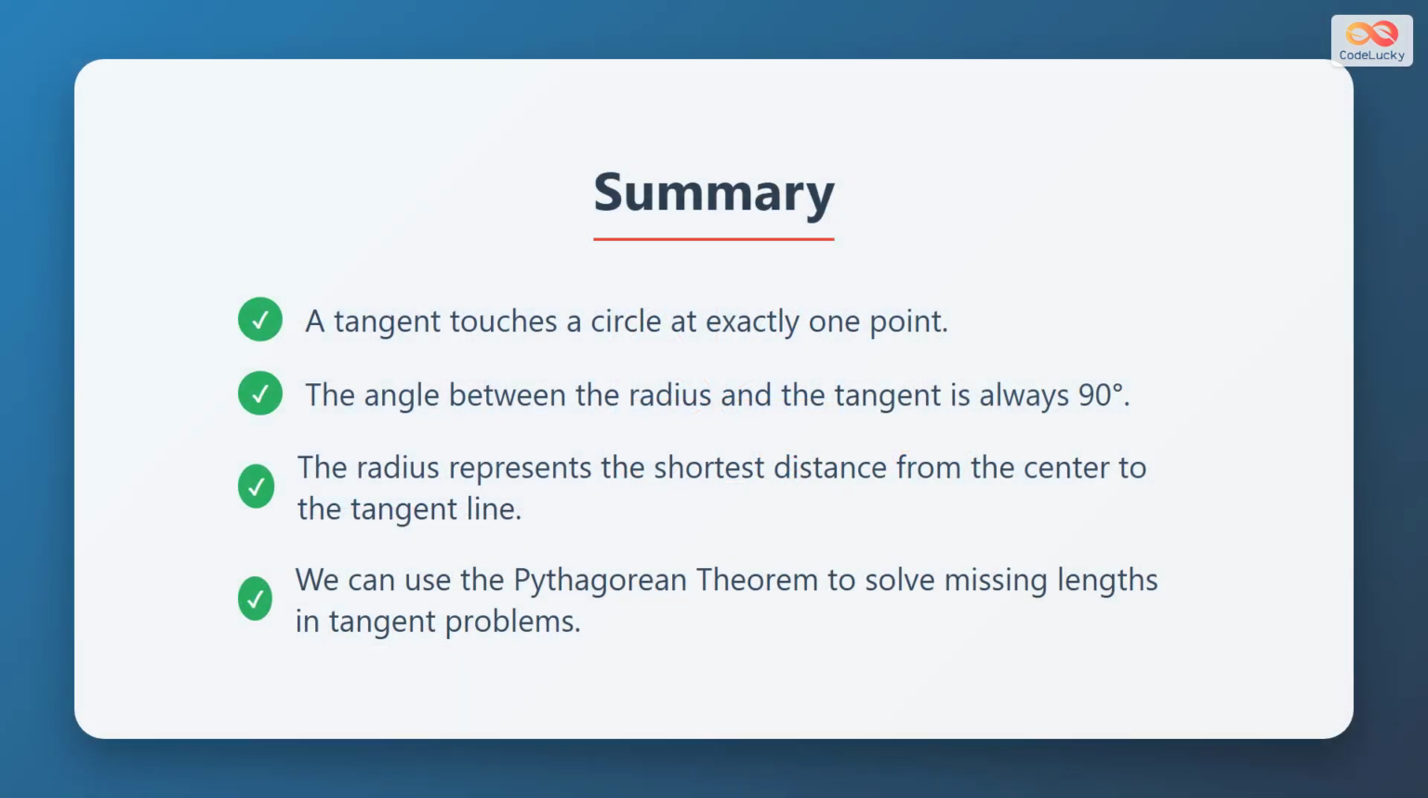To wrap up, remember these key points. A tangent touches the circle once. It creates a 90-degree angle with the radius. And because of this right angle, we can solve many geometry problems using the Pythagorean theorem.